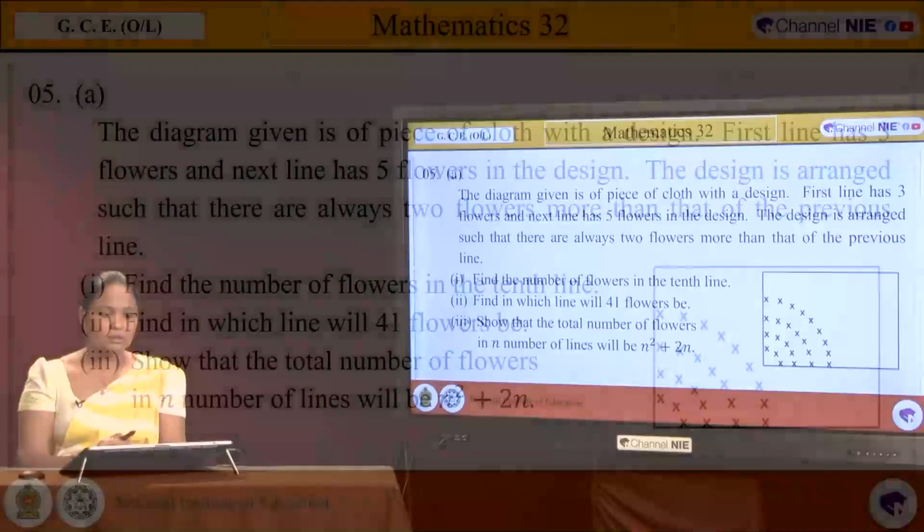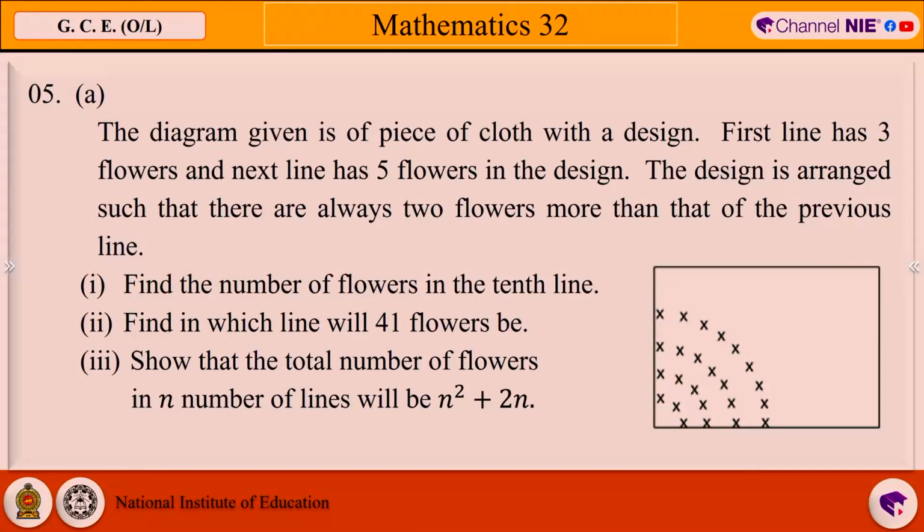What it says? The diagram given is of piece of cloth with a design. First line has 3 flowers and next line has 5 flowers in the design. The design is arranged such that there are always 2 flowers more than that of the previous line. Find the number of flowers in the 10th line and find in which line will 41 flowers be. Next, show that the total number of flowers in n number of lines will be n squared plus 2n.